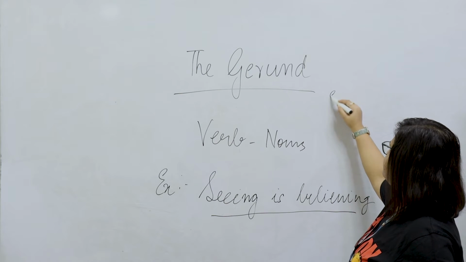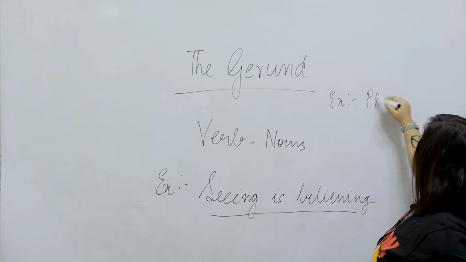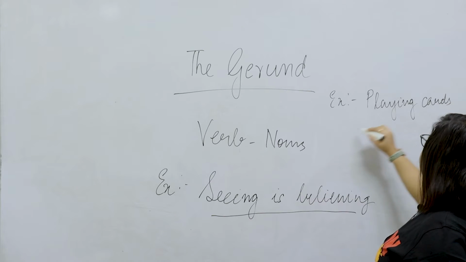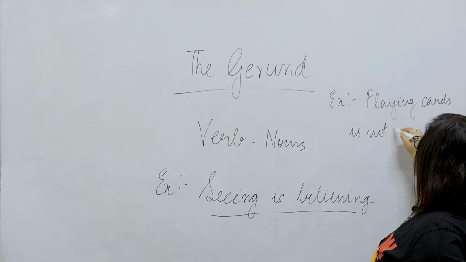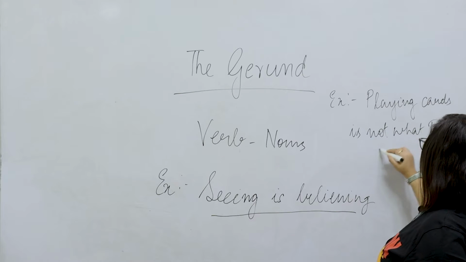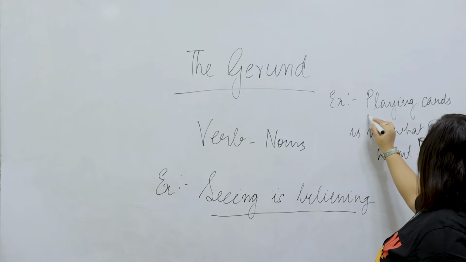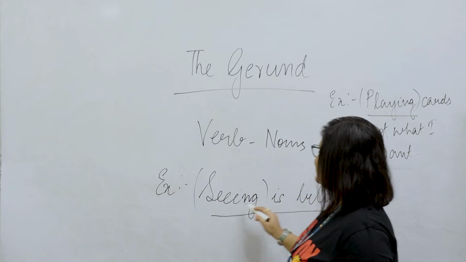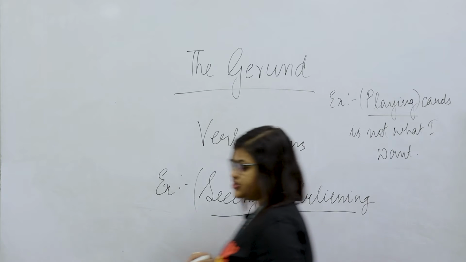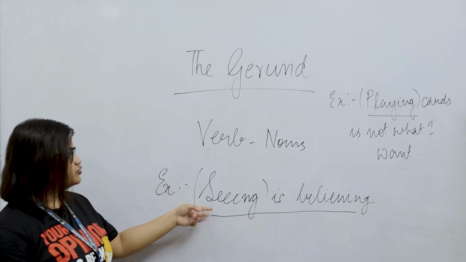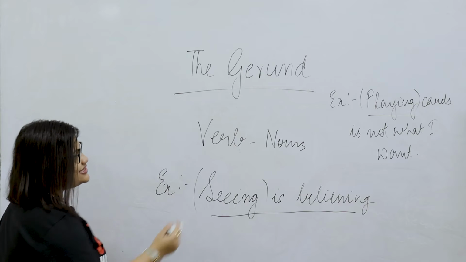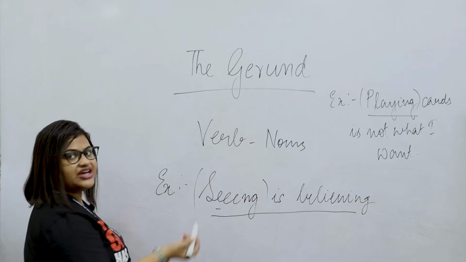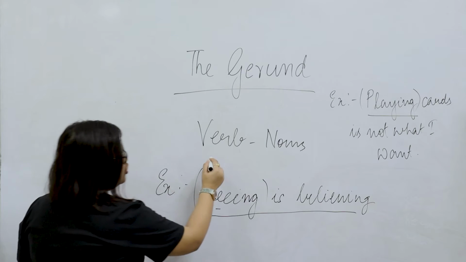Let us take one more example which says, playing cards is not what I want. So in both the sentences, you can see that there is a verb with which we begin the sentences. One is seeing and the other is playing. So what are gerunds? We will classify these as nouns, but they are also verbs at the same time, as you can see. So in short, gerunds are our verb nouns.